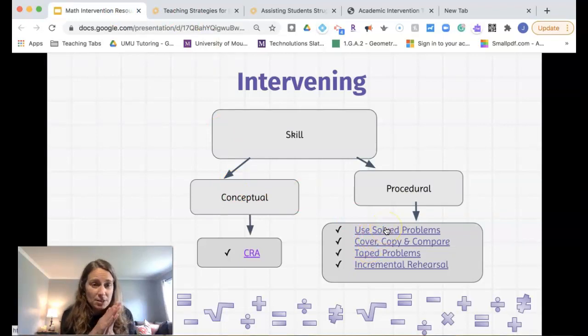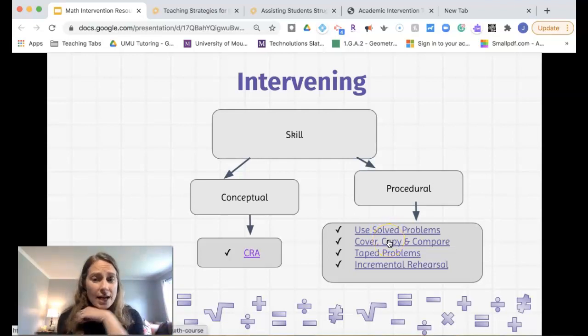So solved problems, providing the model and having students analyze the model, helps them learn about how we talk and communicate as mathematicians. They can also do error analysis for that higher level thinking, and then also interact with partially solved problems, which is really helpful.